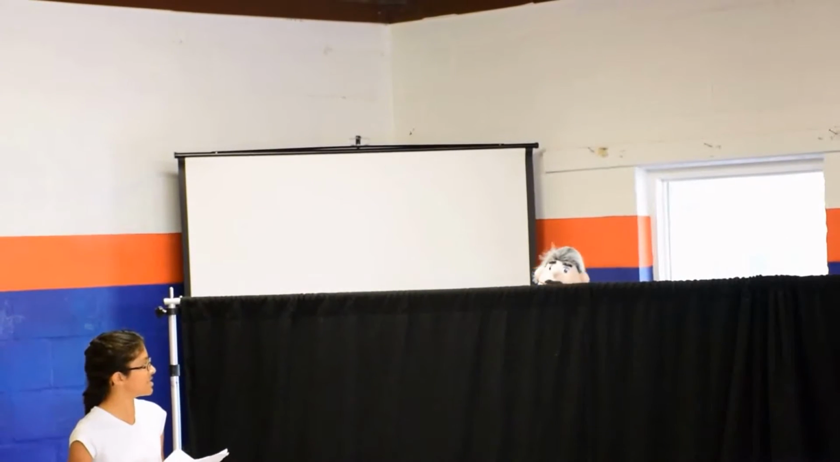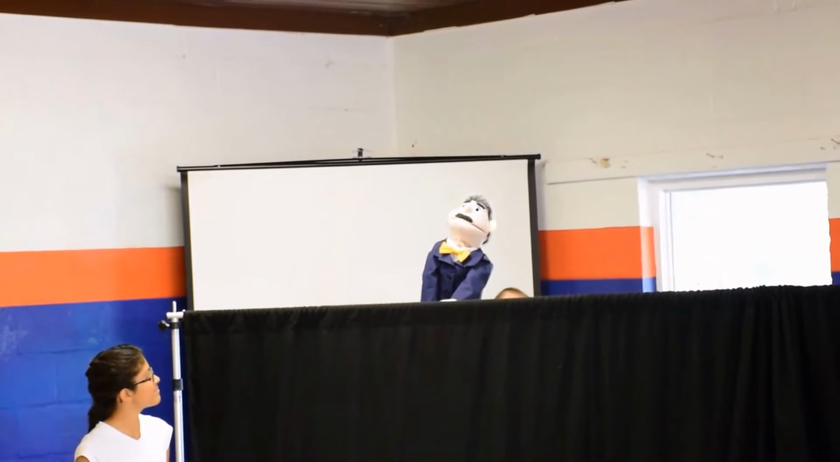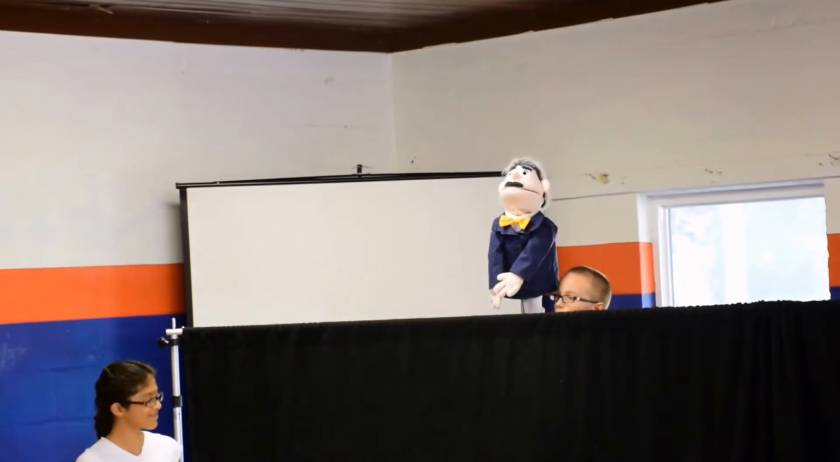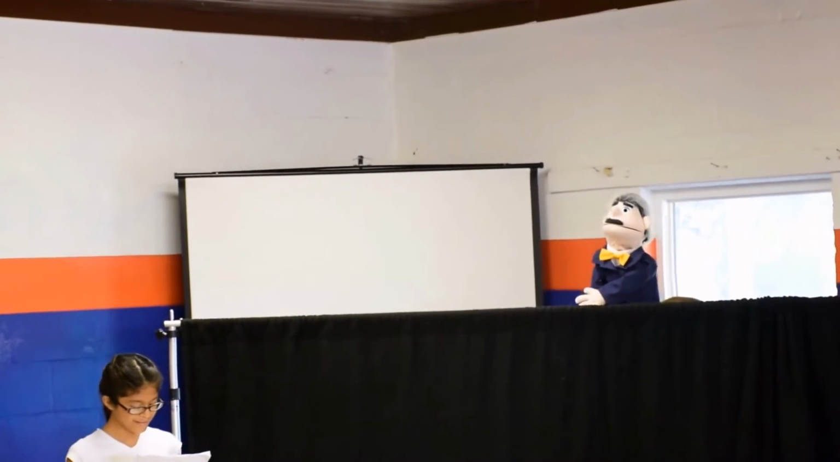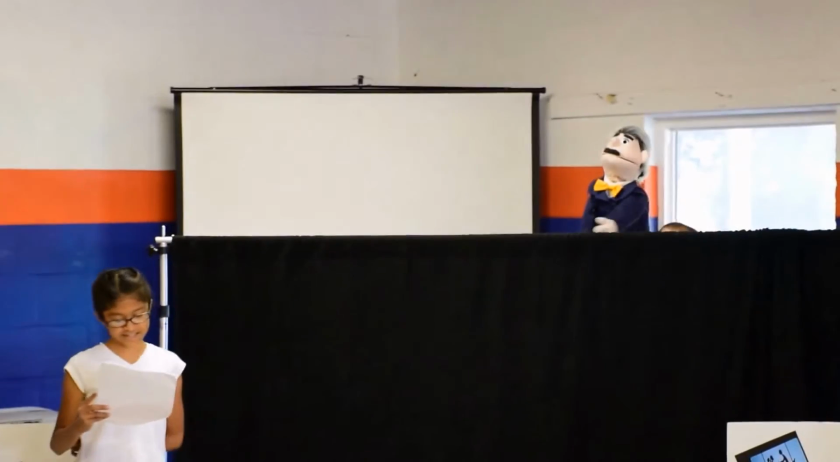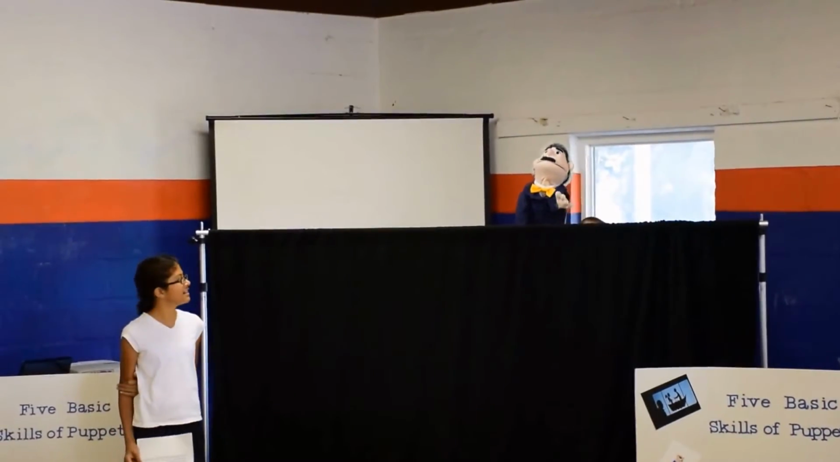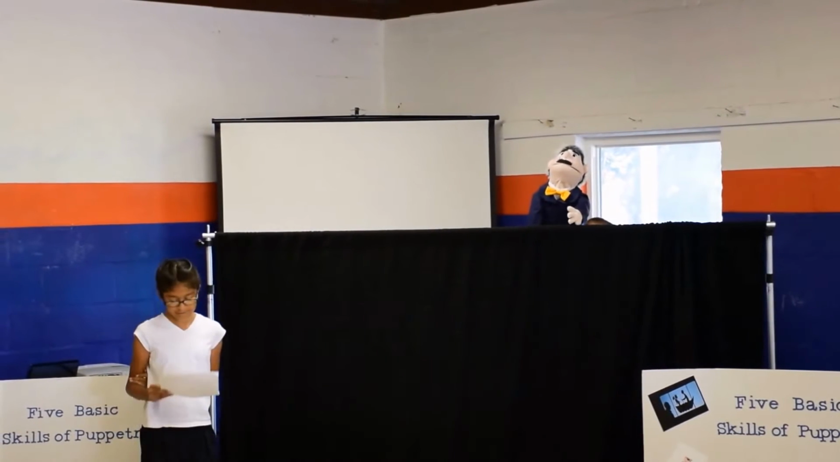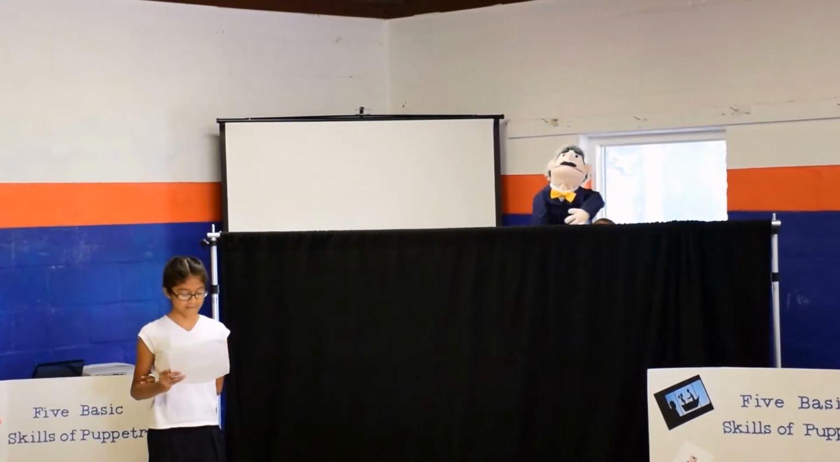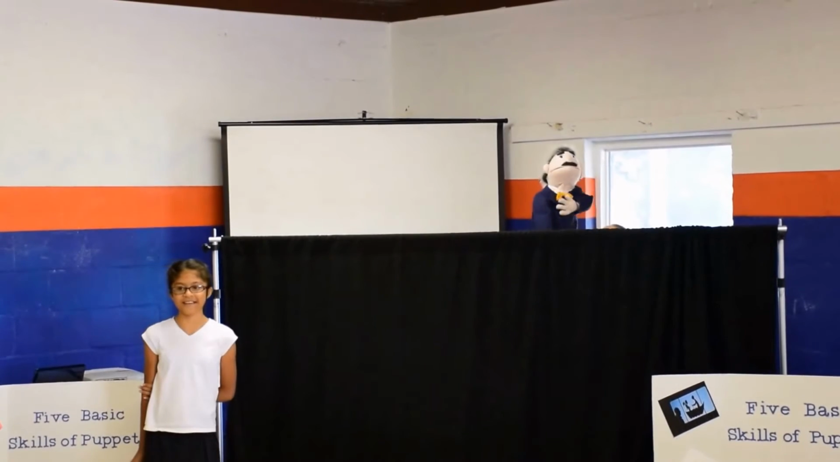If the puppet is positioned too high, we see the puppeteer's head and arm. The puppeteer also needs to stay 6 inches away from the stage to avoid leaning on the stage and appearing sick. Puppets need to stay straight and healthy.